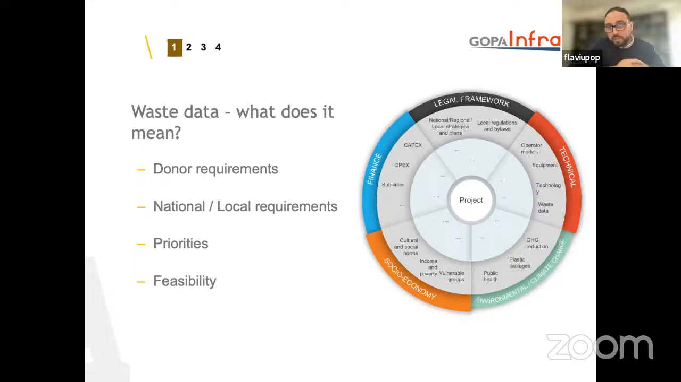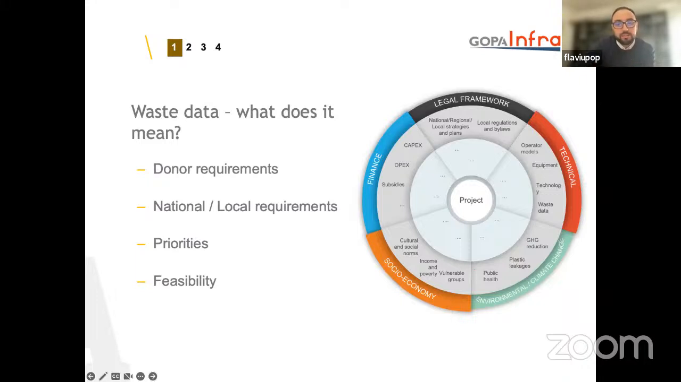But the project design and development stages expand beyond the pure waste data. There is the so-called enabling environment for any project, and that consists of many elements. We are looking here at the legal framework, technical aspects, environmental and climate change issues, socioeconomic background, finance elements, etc. There is no standard approach here. For every project there might be other elements to consider, such as donor requirements, national and local requirements, and priorities.